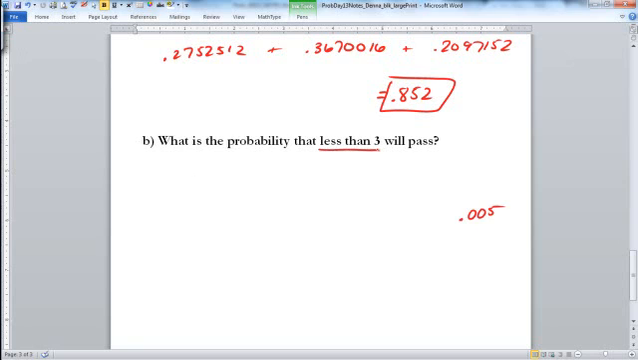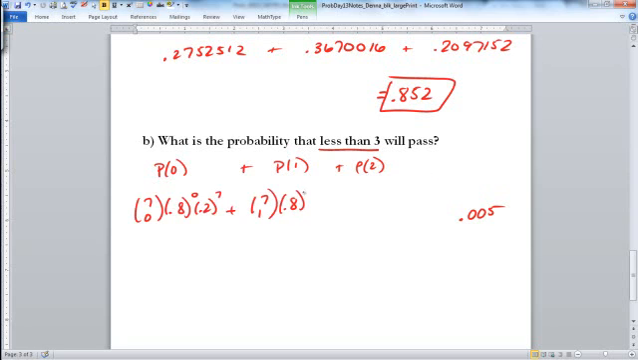So if less than 3 pass, then that would be the probability that 0 pass, probability that 1 pass, probability that 2 pass, and then we stop because less than does not include 3 people passing. So we would have 7 choose 0, 0.8 to the 0th, 0.2 to the 7th. We would have 7 choose 1, 0.8 to the 1, 0.2 to the 6th, and then 7 choose 2, 0.8 squared, 0.2 to the 5th.